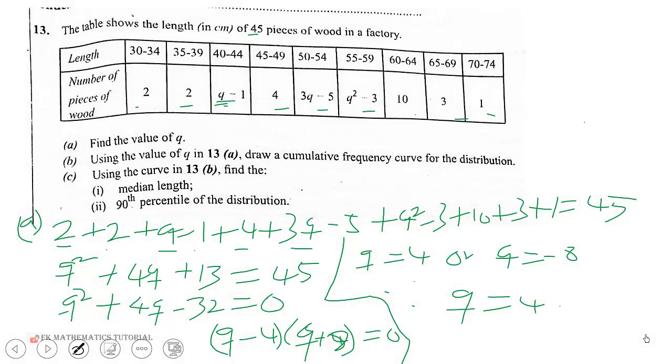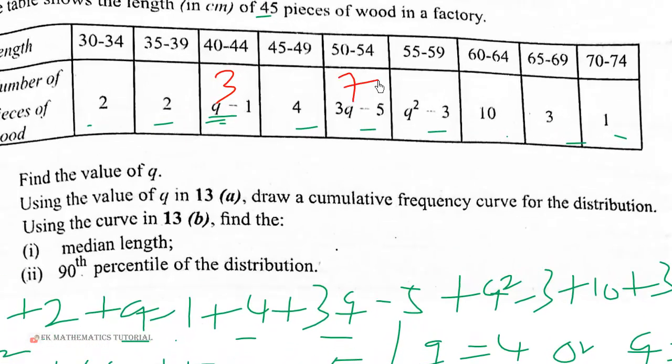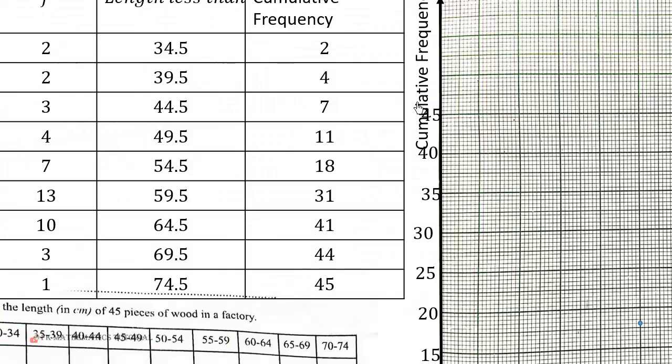So now we substitute the value Q equals 4 to obtain 3 here, then 7 here, then 13 here. So we can now form our cumulative frequency table and use it to draw the cumulative frequency curve.